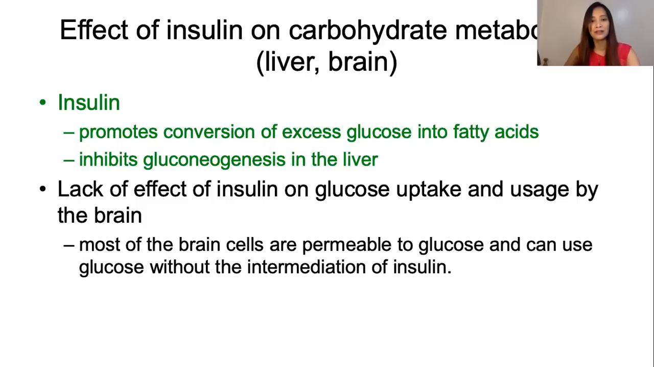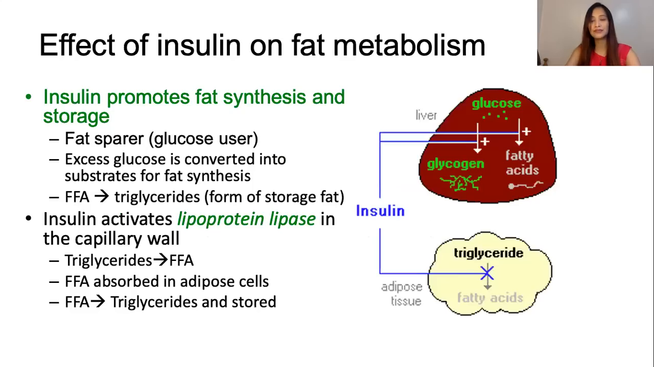So the lack of effect of insulin on glucose uptake and usage by the brain is because glucose can readily enter brain cells without the need for help from insulin, because the brain cells are readily permeable to glucose even without insulin. Okay? So again, your brain doesn't need insulin in order to utilize glucose.